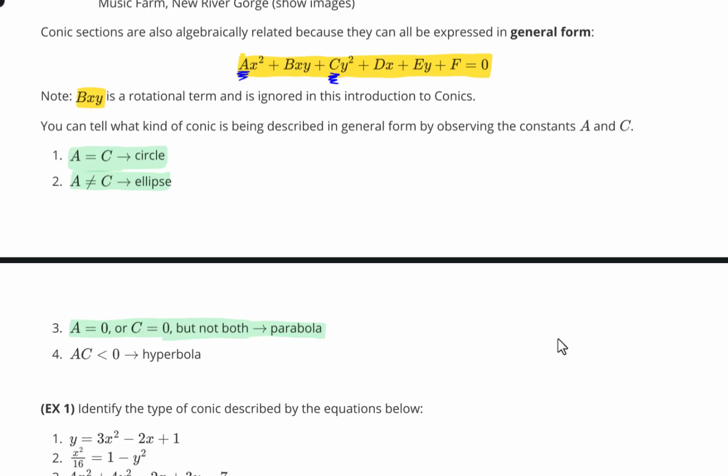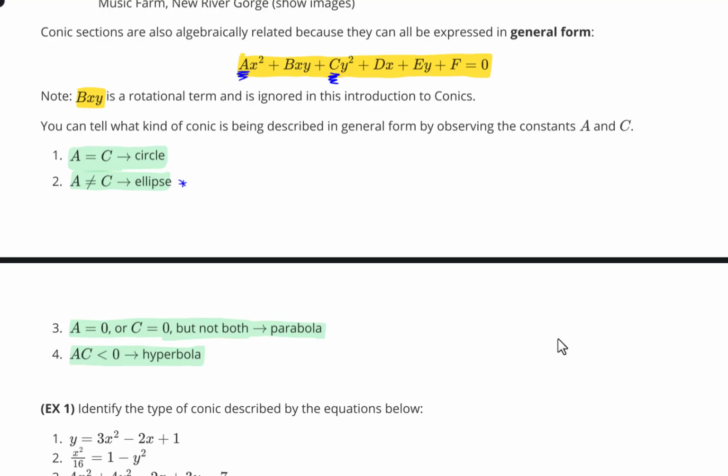Then if the product of those two is less than 0, we're going to end up with a hyperbola. So there's kind of a caveat to the ellipse one. You want to be careful because if the values of A and C are the same but differ in sign, it would still produce a hyperbola rather than an ellipse. Both A and C can be negative, and it could still produce a circle, although it might produce a point or some non-existent value in real numbers.